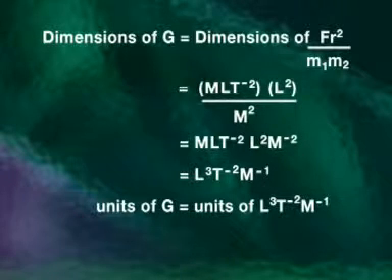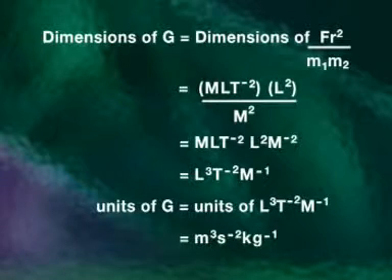Units of G equals units of L cubed T^-2 M^-1. This equals meter cubed per second squared per kilogram.